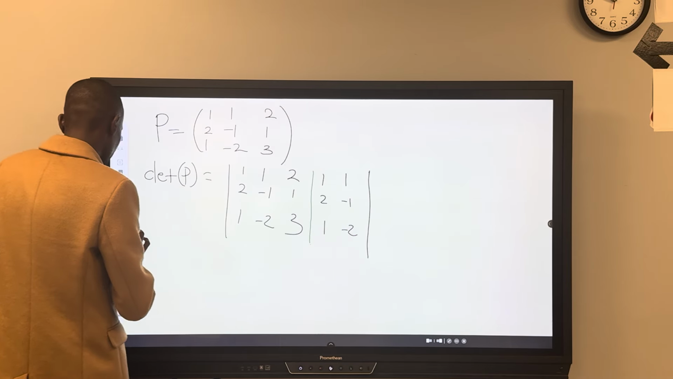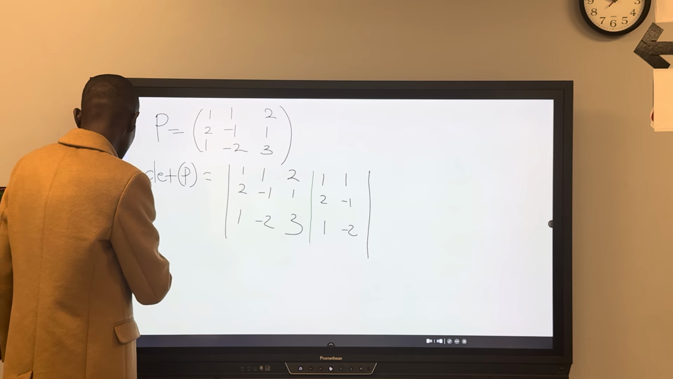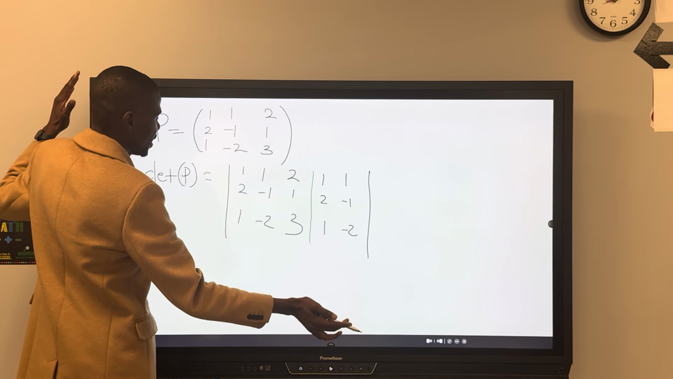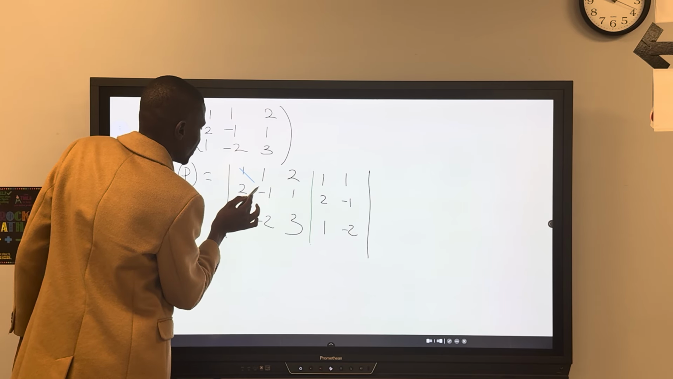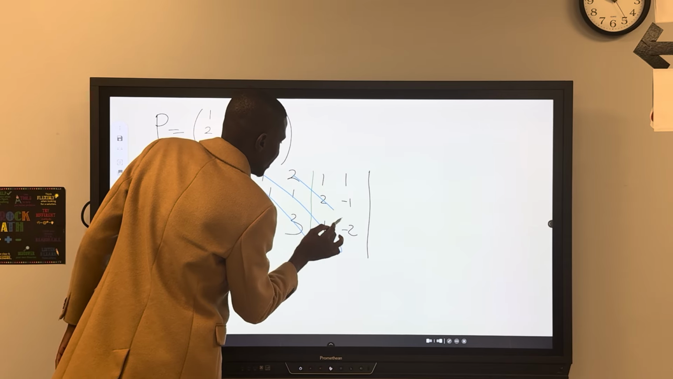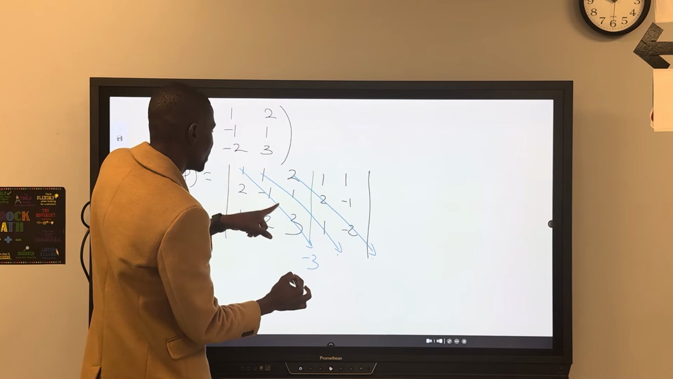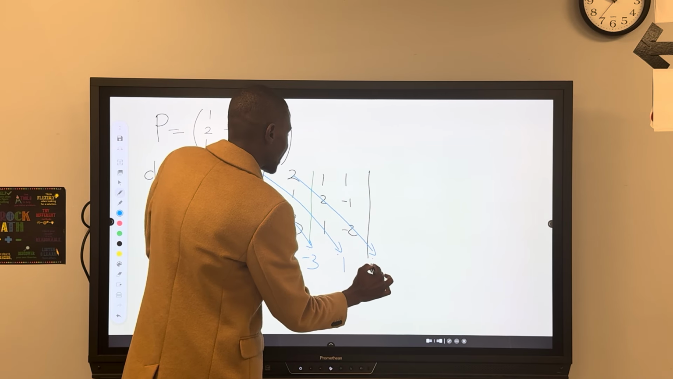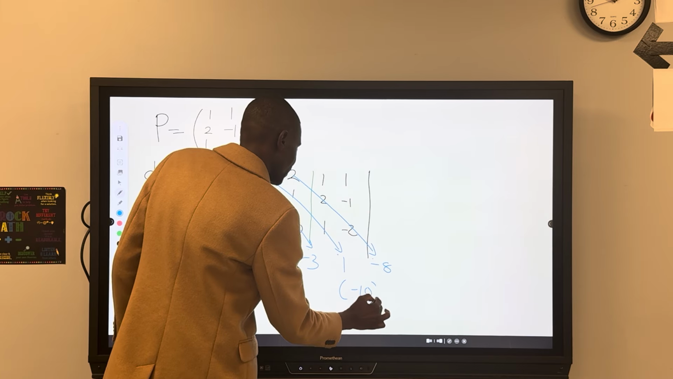Then, let me use the blue one. We have these top-to-bottom diagonals, and you have to make sure that each diagonal contains three elements. So here, here, and there. Let's multiply 1 times -1 times 3. This is -3. 1 times 1 times 1, that's 1. This one is -8. When I sum all these up, the total here is -10.